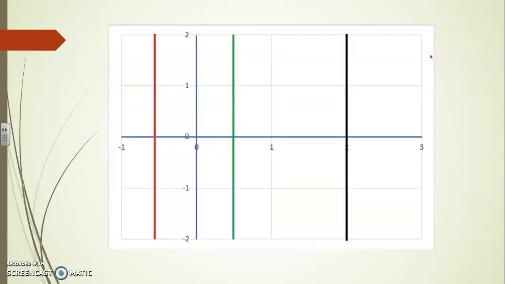In this example, the red vertical line is located at x equals minus 1/2, and that would be its equation. The green line is vertical and all of its points have an x-coordinate equal to 1/2. X equals 2 would be the equation for the vertical line represented in black.